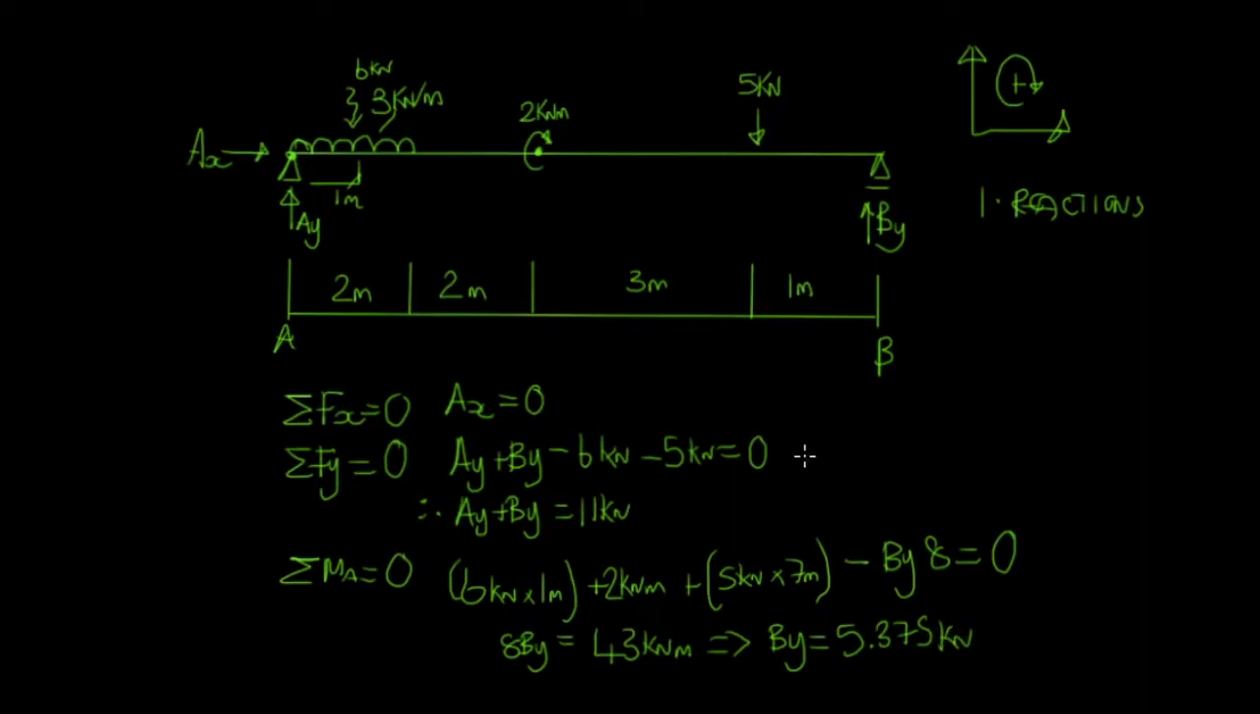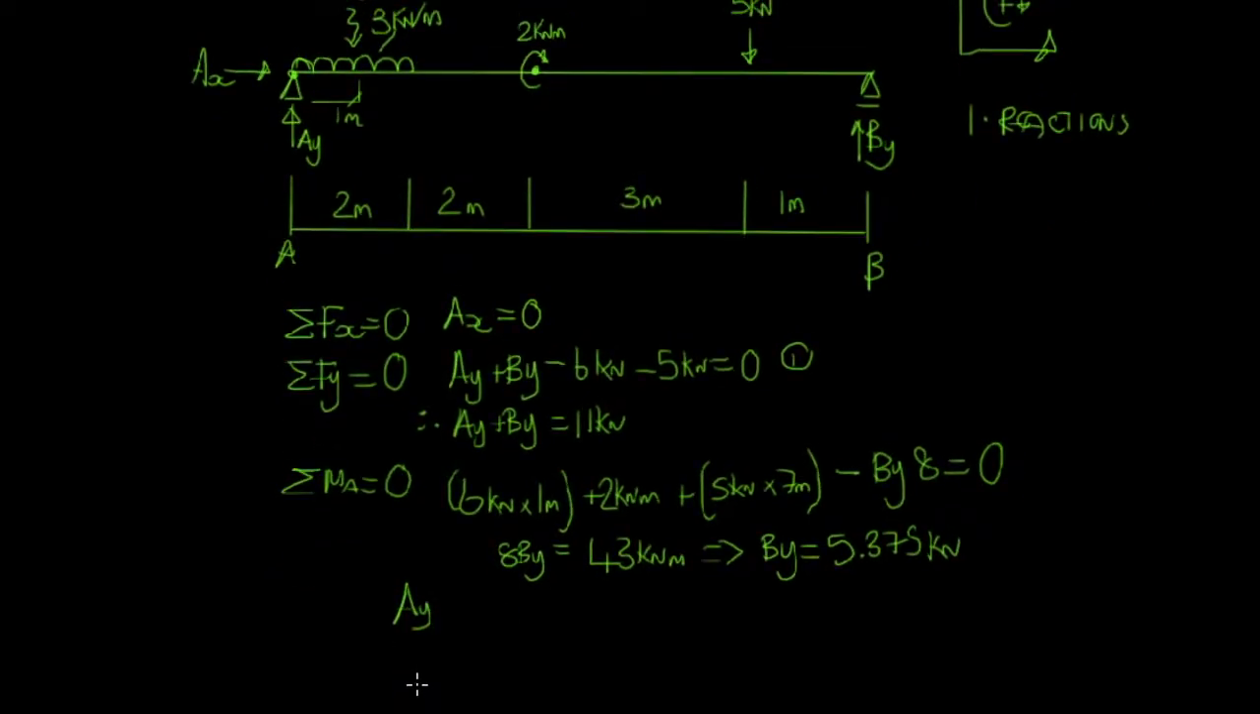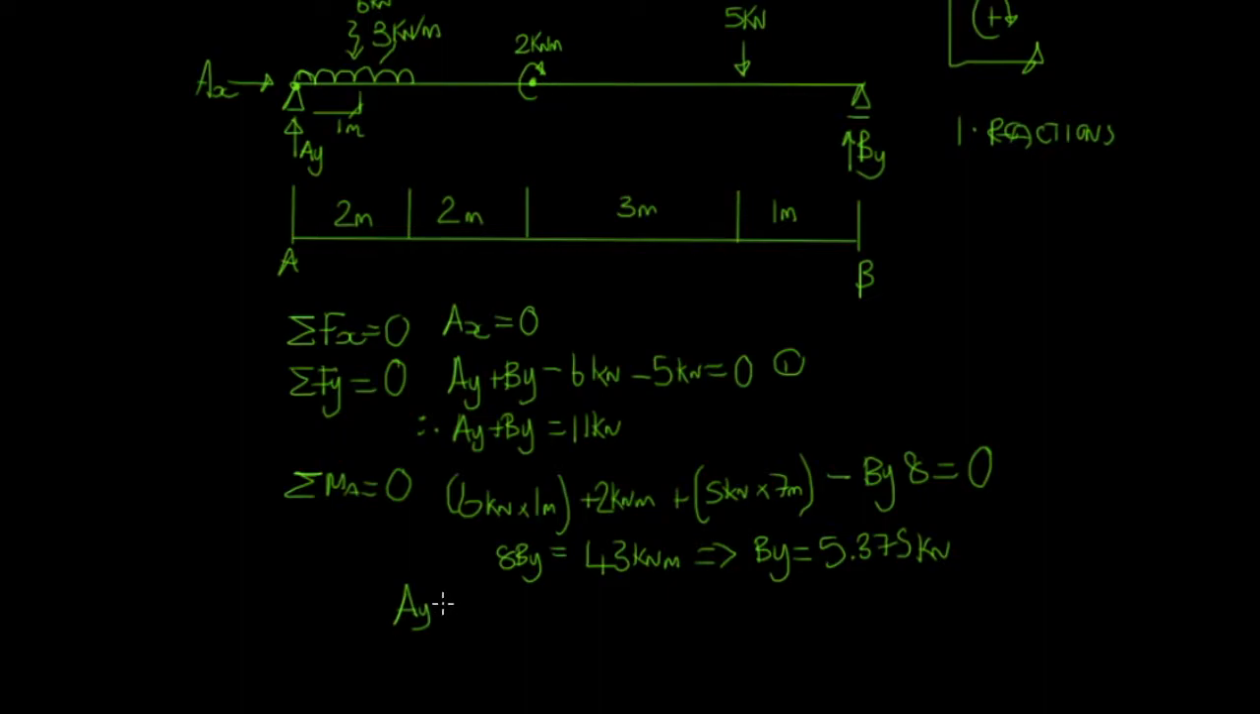And if we sub that back into equation 1 here, we know AY equals 11 kilonewtons, take away 5.375. These units are going to be a nightmare, I can already tell.